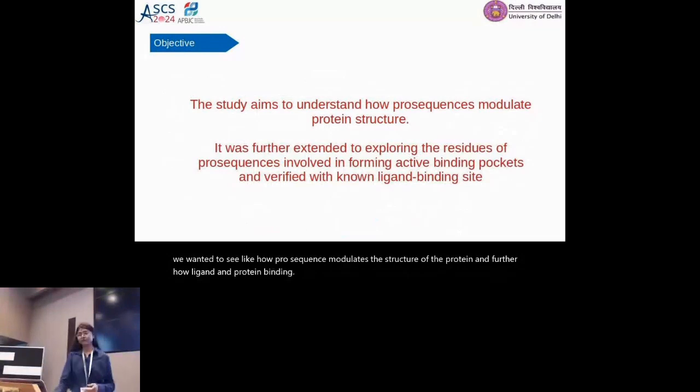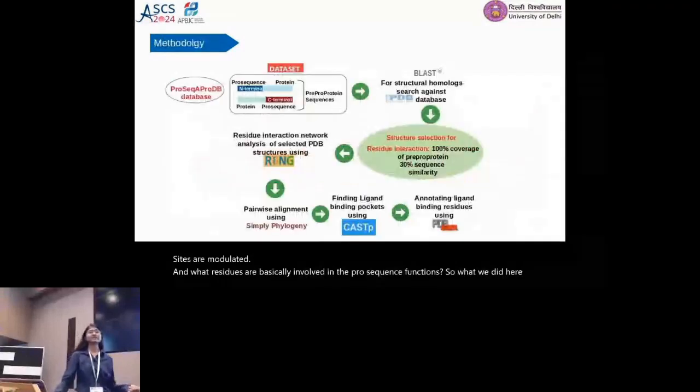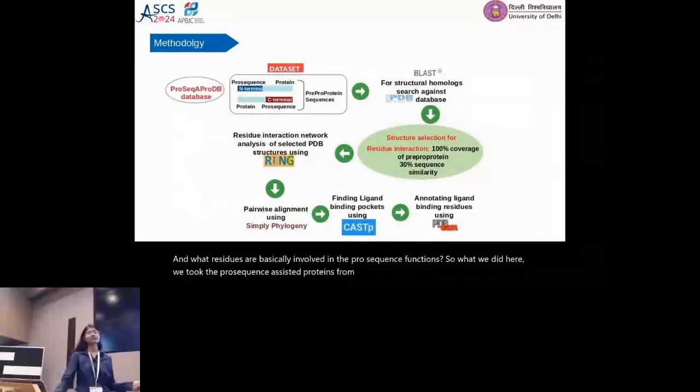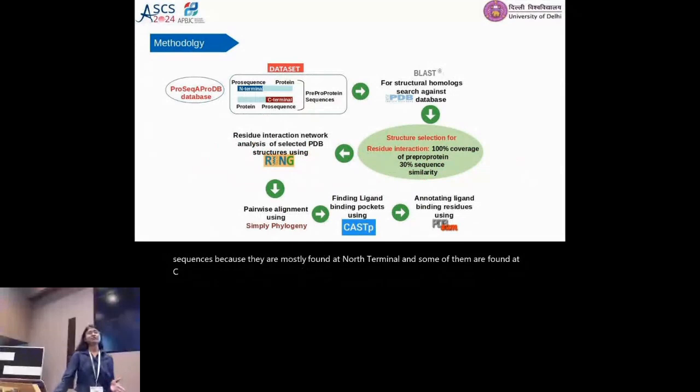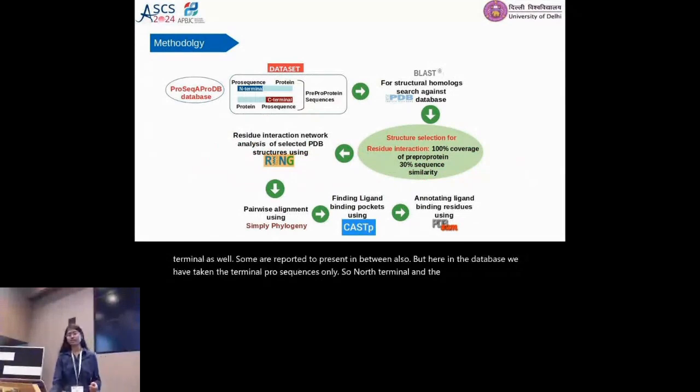So what we did here, we took the pro-sequence assisted proteins from the database containing N and C terminal pro-sequences, because they are mostly found at the N terminal, and some are found at the C terminal as well. Some are reported to be present in between also, but in the database we have taken the terminal pro-sequences only. So N terminal and C terminal pro-sequence containing proteins were taken. From there, we did a BLAST search against the PDB structure database, to see how many PDB structures are available.